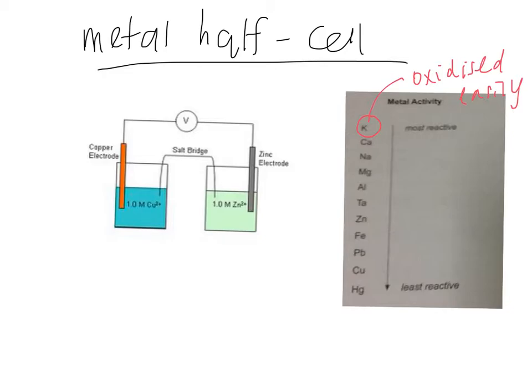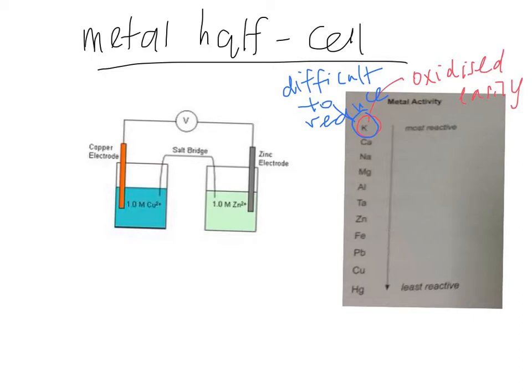As the list moves down, the ease of the metal being oxidized gets lower and lower. And you should also know that oxidation is the opposite of reduction. Therefore, this also implies that potassium is the metal that is the most difficult to reduce. So as we go down the list, copper would be reduced easily compared to potassium.